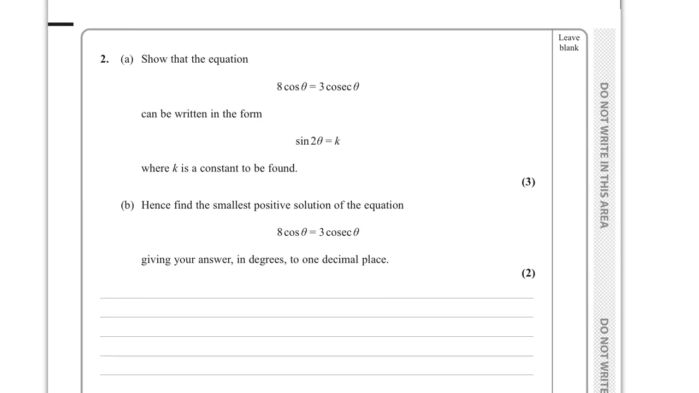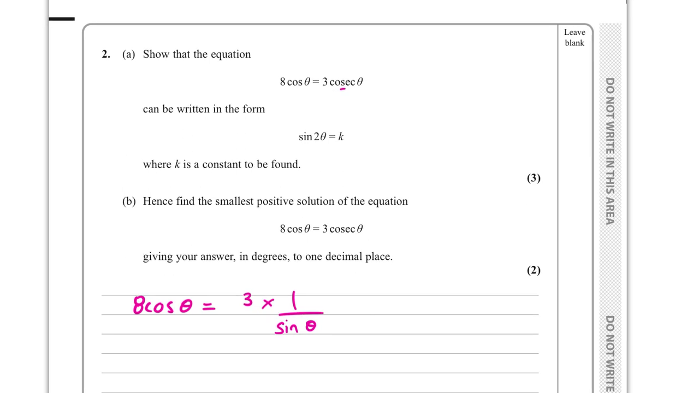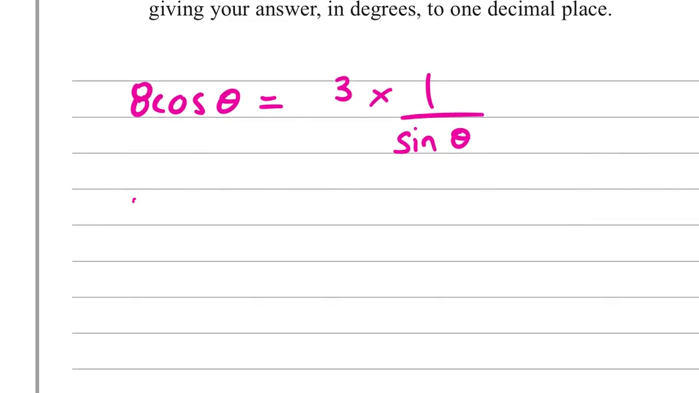Okay, question 2. Show that the equation 8 cos theta equals 3 cosec theta can be written in the form sine 2 theta equals k. Okay, so 8 cos theta, there's nothing we can really do with that, so we can just write that. Cosec, we know the middle letter is s, so that is 3 times 1 over sine theta. Now, some people like to just go ahead and rewrite that as 3 over sine theta, that's fine. So we're going to have 8 cos theta, multiplied both sides by sine theta, equals 3.